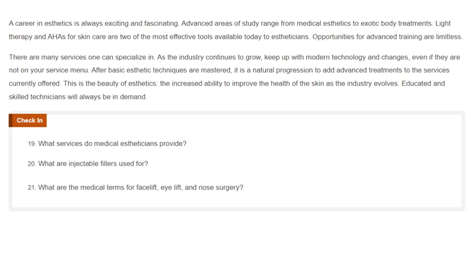Check in. What services do medical estheticians provide? What are injectable fillers used for? What are the medical terms for facelift, eye lift, and nose surgery?